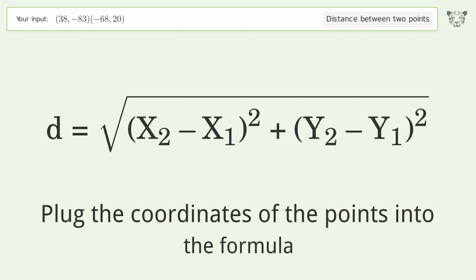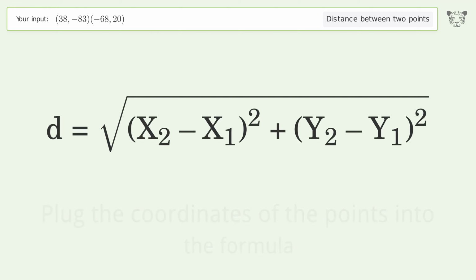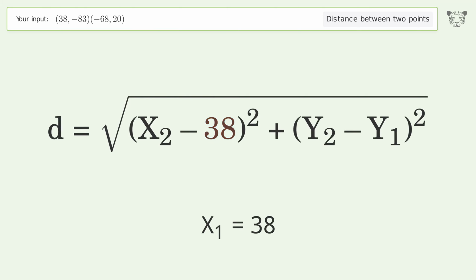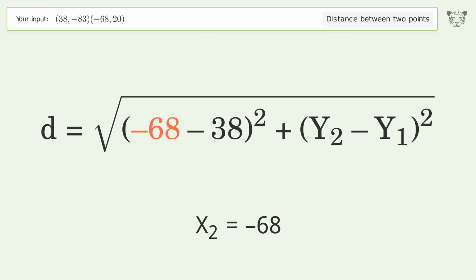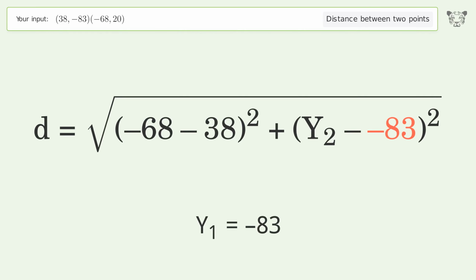Plug the coordinates of the points into the formula. x1 equals 38. x2 equals negative 68. y1 equals negative 83. y2 equals 20.